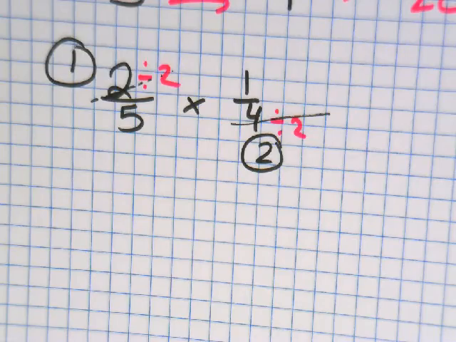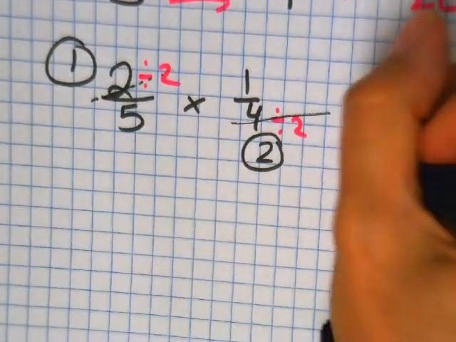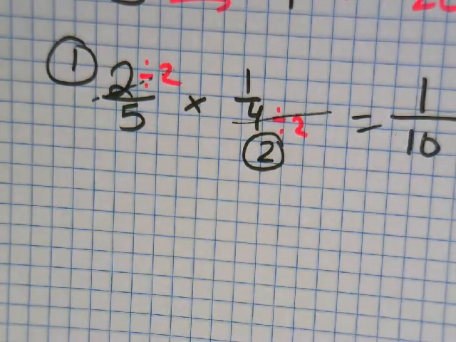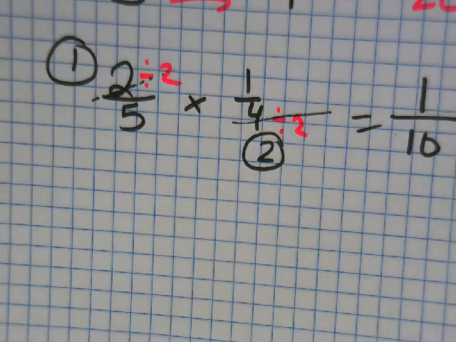Okay, so now I'm going to multiply 1 times 1, 1, and then 5 times 2, 10. Did we get the same answer? Yes. So you don't simplify at the end, you simplify in between. Now you go, Miss Amelia, really? Like, what's the point? Well, let's show you why.